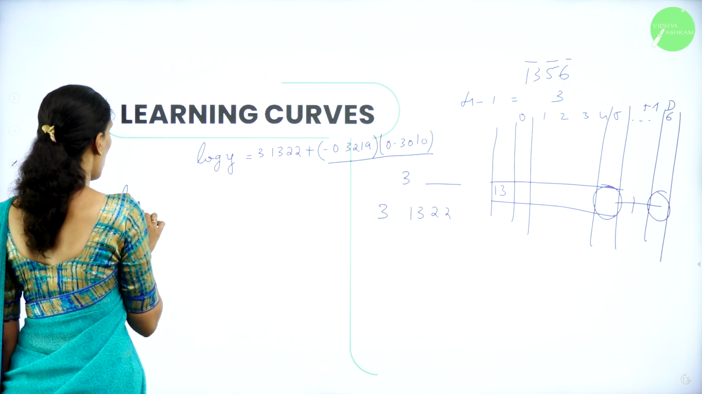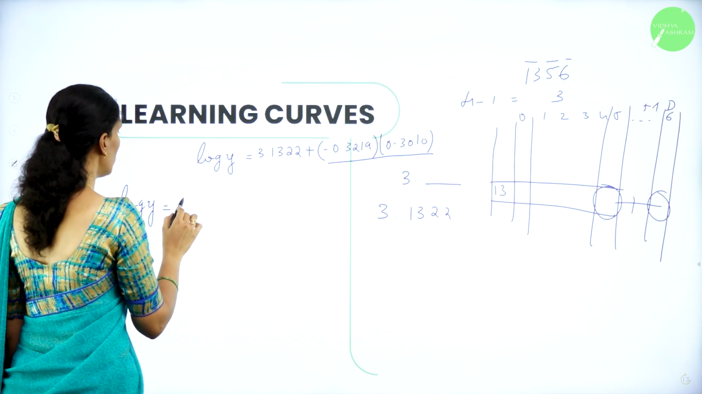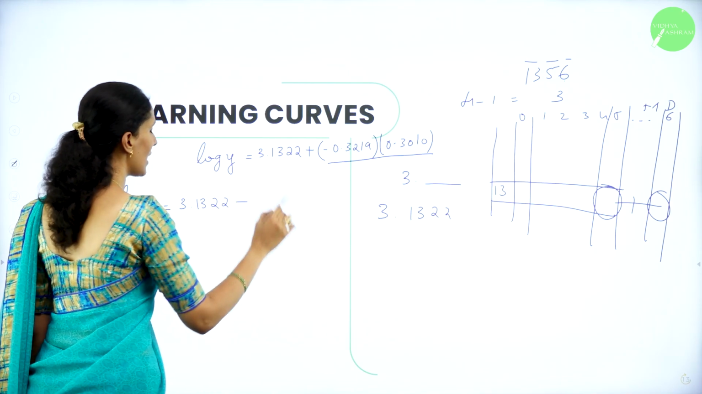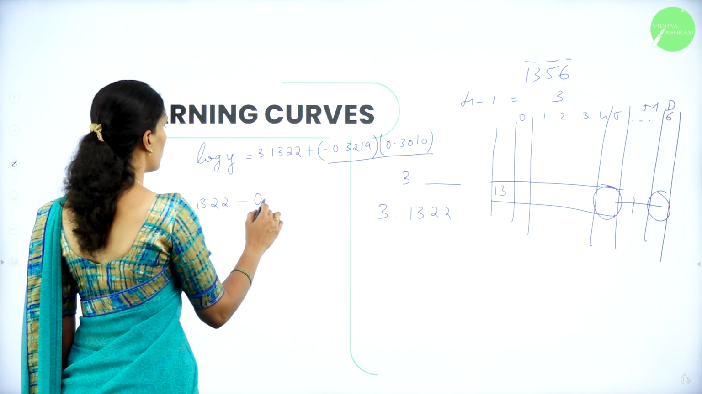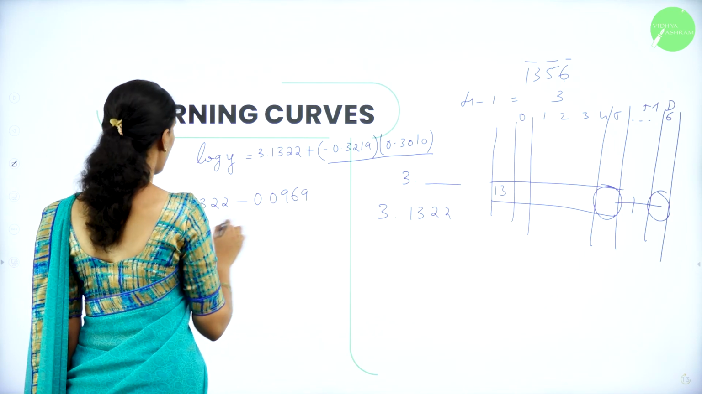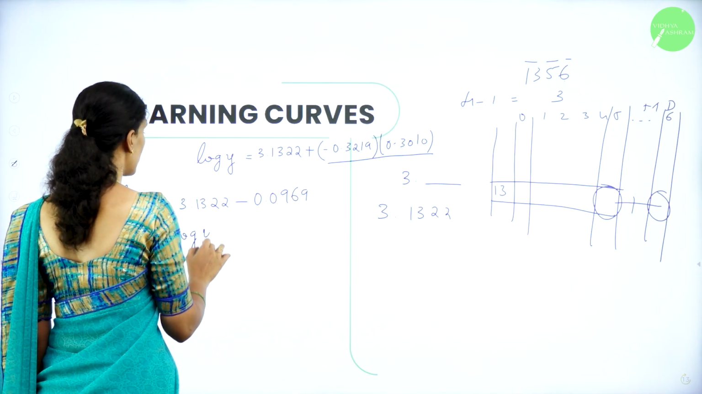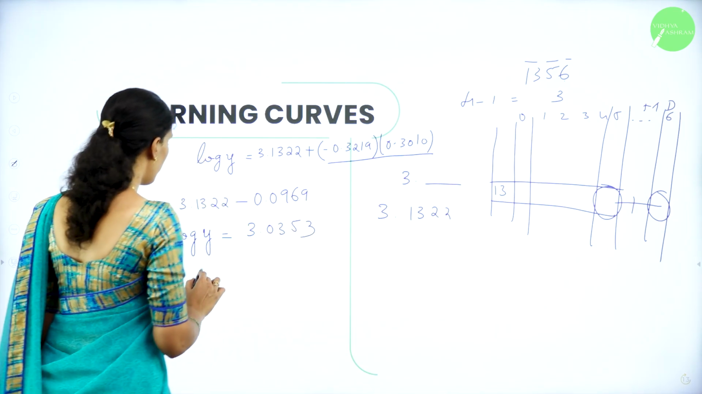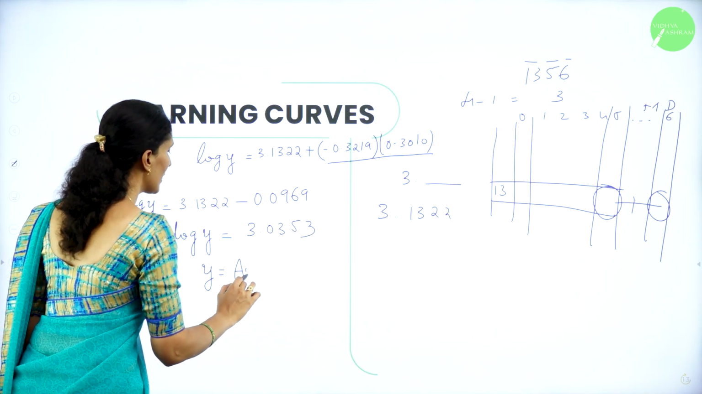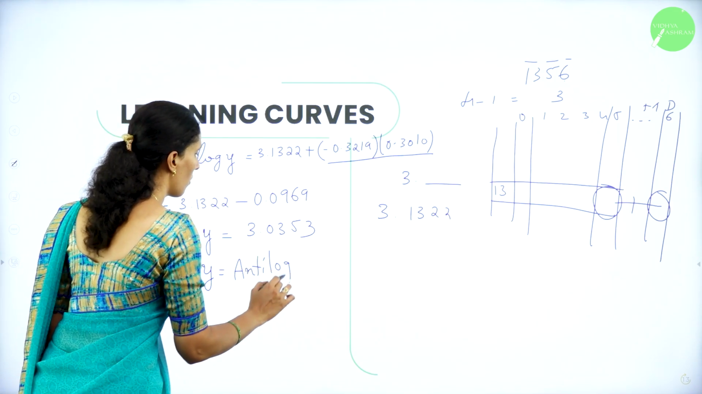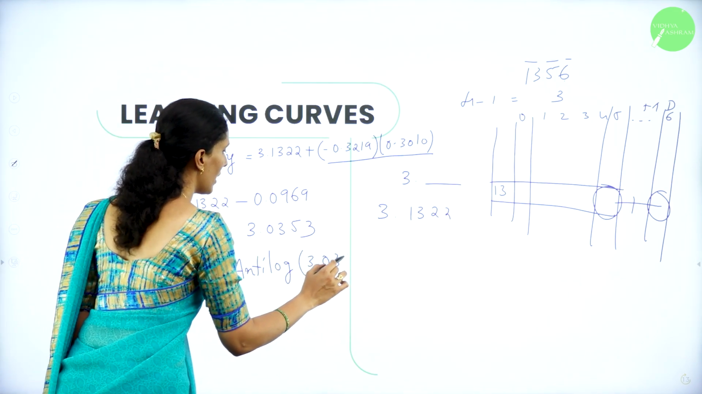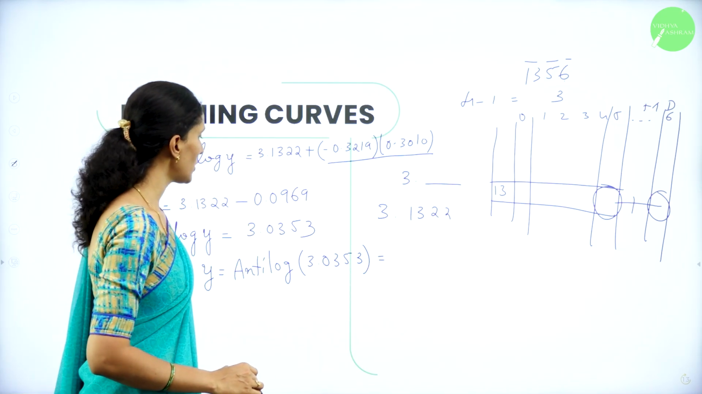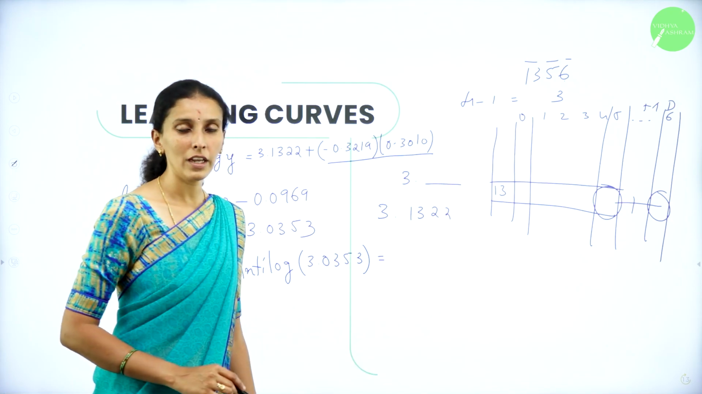So therefore log y is equal to 3.1322. Now since you have a negative sign, it is minus 0.0969. Subtract, you will get log y equal to 3.0353. Now if you want y, you should take the anti-log of 3.0353. So in the anti-log table, search for the value 3.0353.